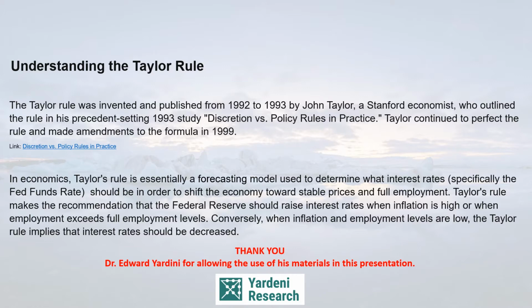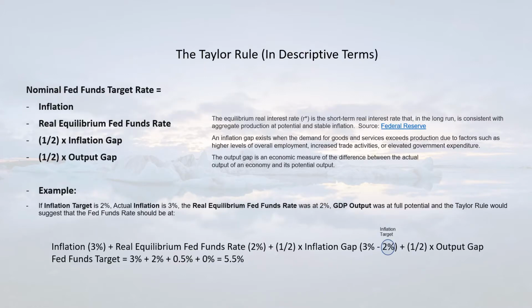So let's move on. In general, the Taylor rule, in descriptive terms, looks at the nominal Fed funds target rate, and you determine that target rate by looking at inflation plus the real equilibrium of the Fed funds rate plus 1/2 of the inflation gap plus 1/2 of the output gap. So we have an example down below, which you can see there, but I'm going to move to the next slide, which will give us where we're at currently, at least through the end of the fourth quarter of 2021.